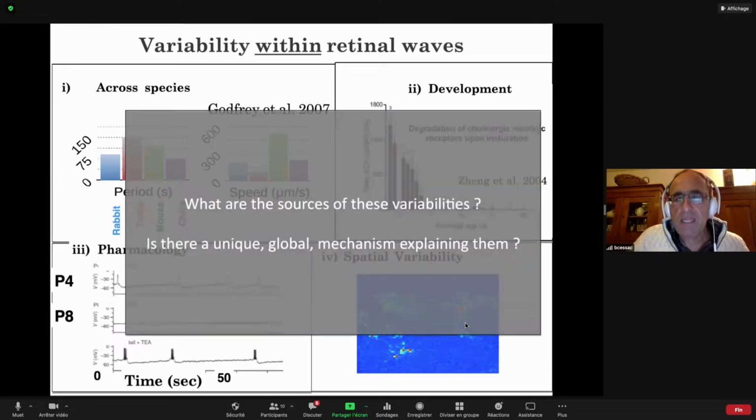So the question is, we have a large type of variability, but what are the sources? And what I'm going to show you today is that we can explain all that with a unique global mechanism, which is actually the closeness to bifurcation. But let me come to that.